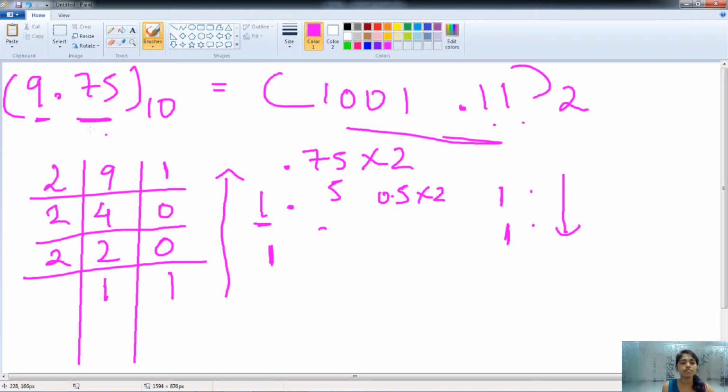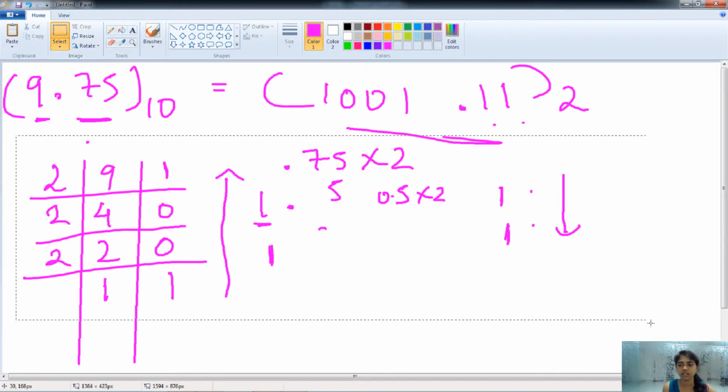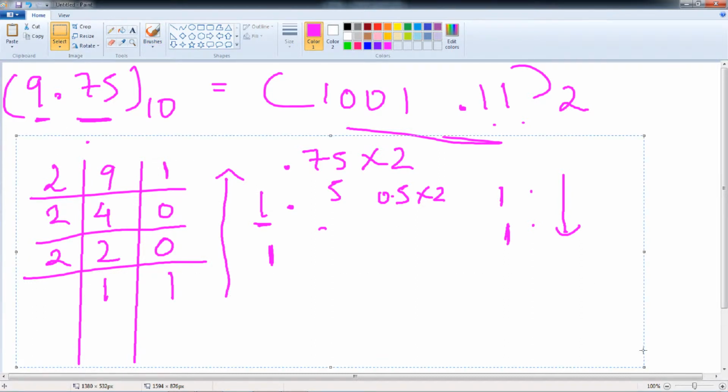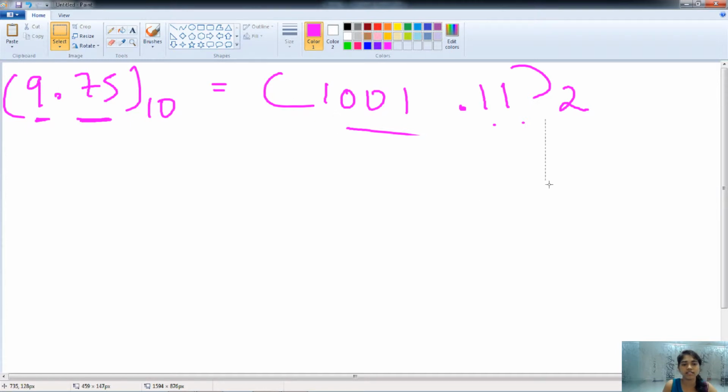Now we will do exactly the opposite. We will convert this binary number into the decimal number, and that way we will learn binary fraction to decimal fraction conversion, and we will check our answer too. So some space is necessary for that. Now we will write this binary number a bit further away, that is 1 0 0 1.11.